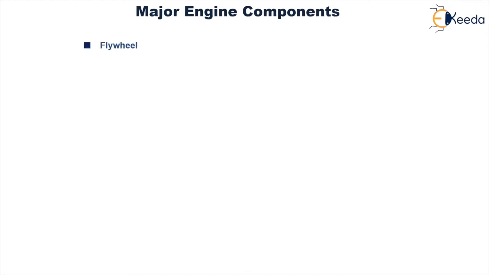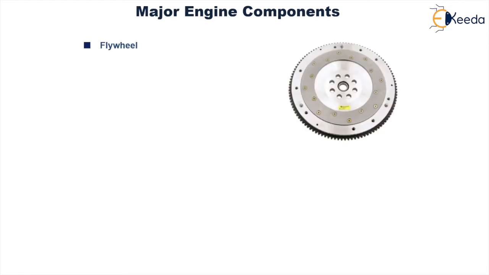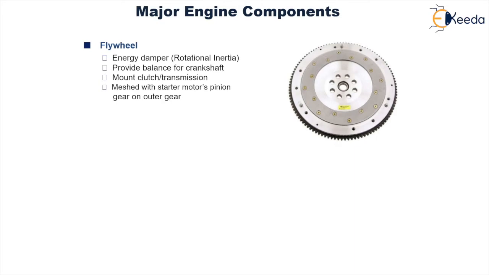Then you have the flywheel. This is an example of a flywheel. It is nothing but an energy damper, or it stores the rotational inertia. It provides balance for the crankshaft, and it provides surface for mounting of the clutch and the transmission system in an automobile. It is meshed with the starter motor's pinion gear on the outer gear. Its material is cast iron.